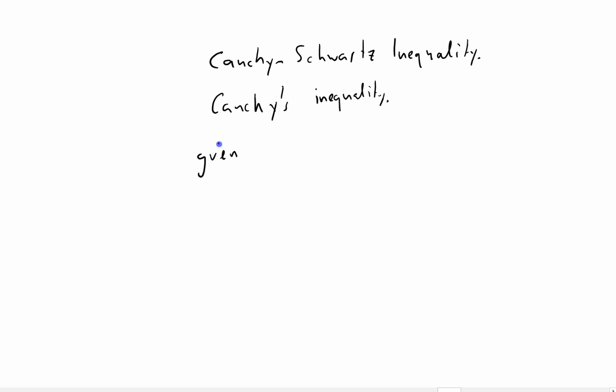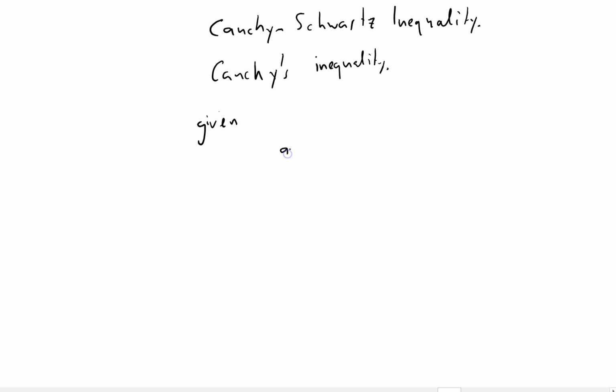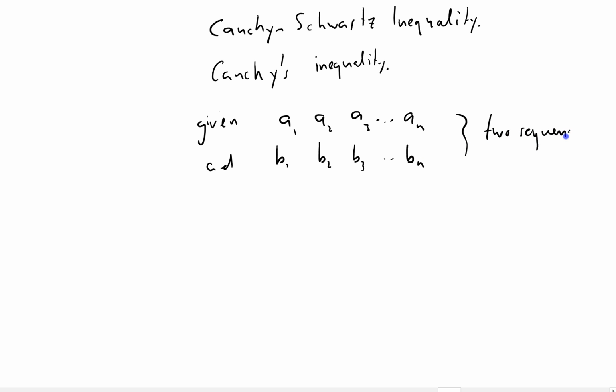Given A1, A2, A3 up to AN, and B1, B2, B3 up to Bn, two sequences of any numbers, any real numbers, then Cauchy's inequality states the following.